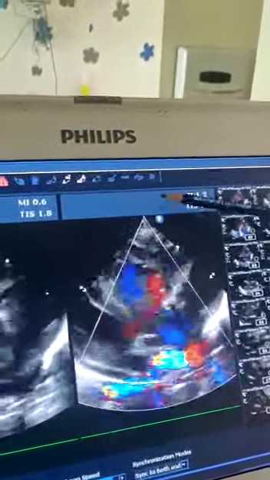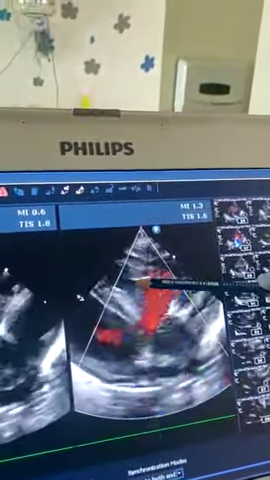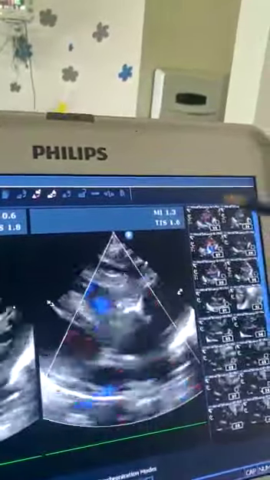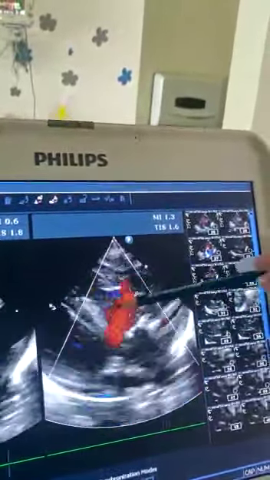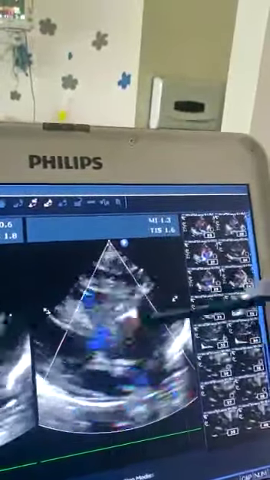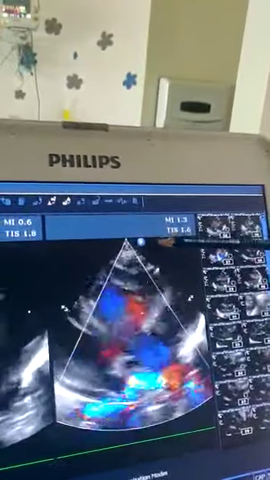Anything which flows towards the marker is a red jet, and you appreciate the blue jet here going from the right ventricle to the left ventricle and also some part into the aorta. This is exactly what you can appreciate going to the aorta, and this is called a bidirectional shunt, and always the blue jet goes away from the probe marker.